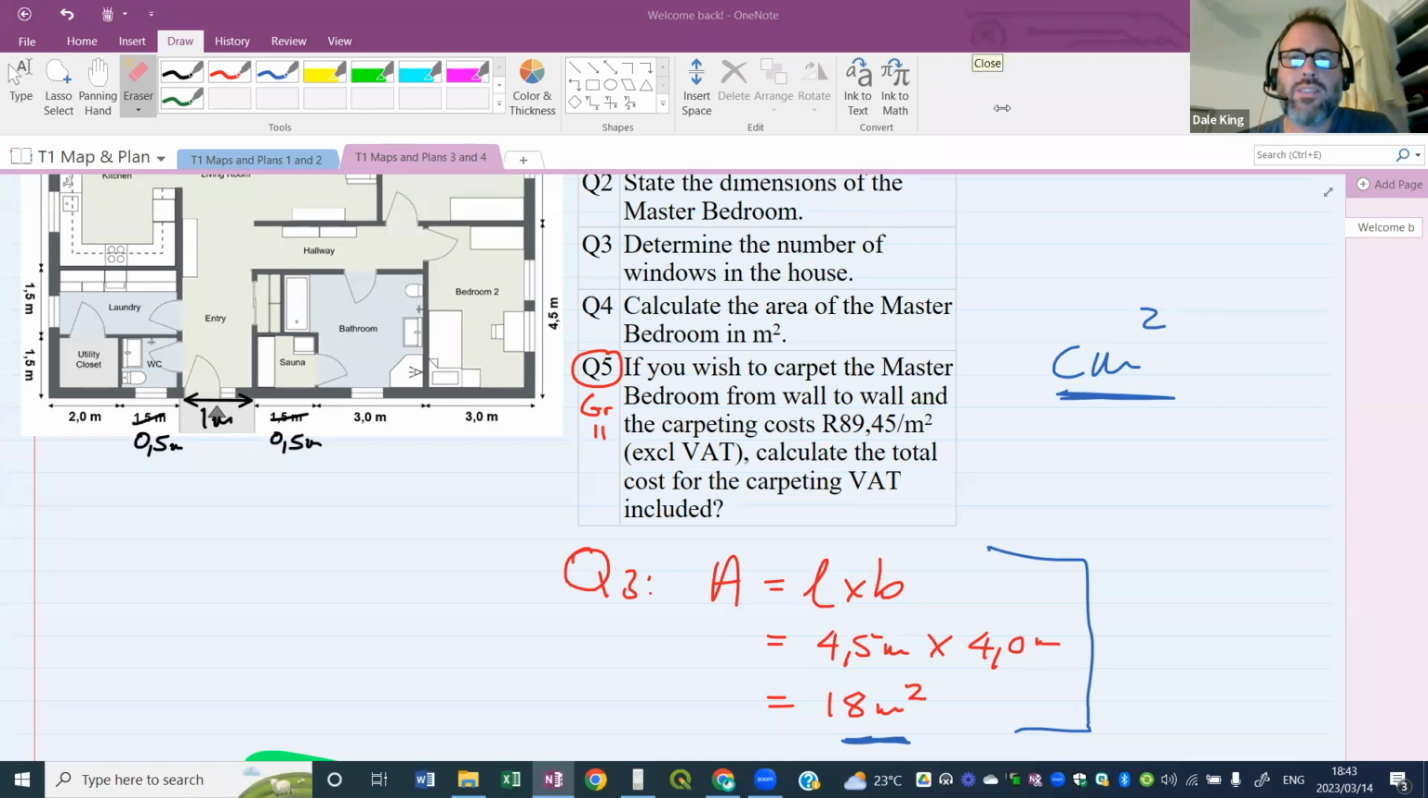Guys, I'm not understanding anything. Can you please start over from question 1? From question 3, please. All right, okay, I'll do question 3.